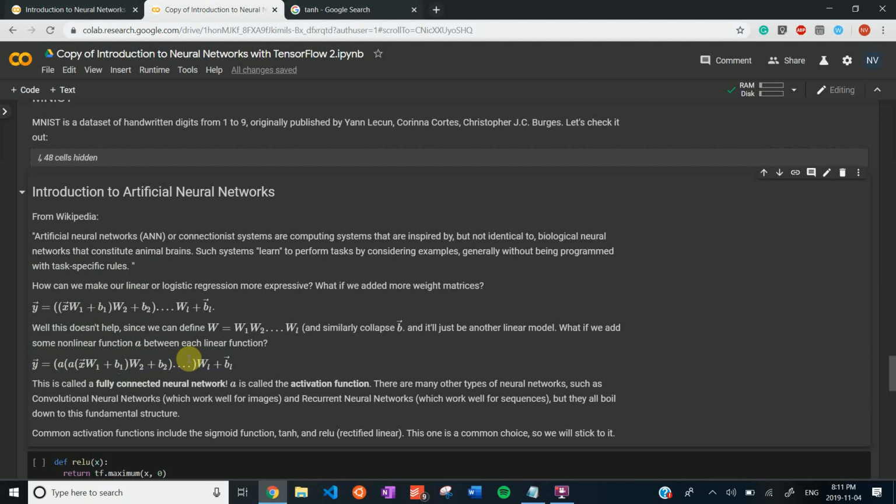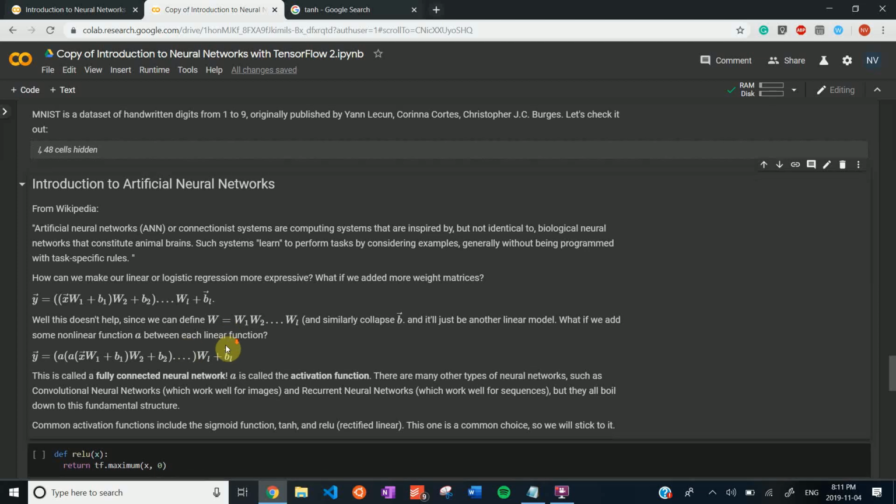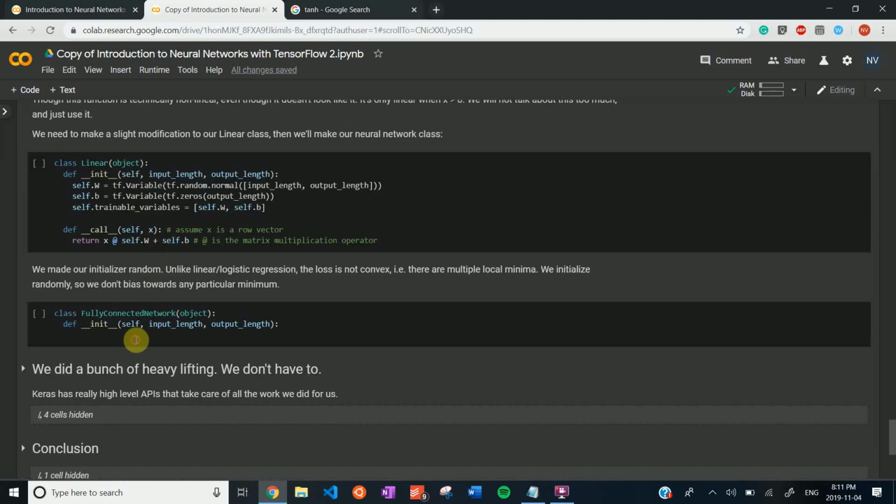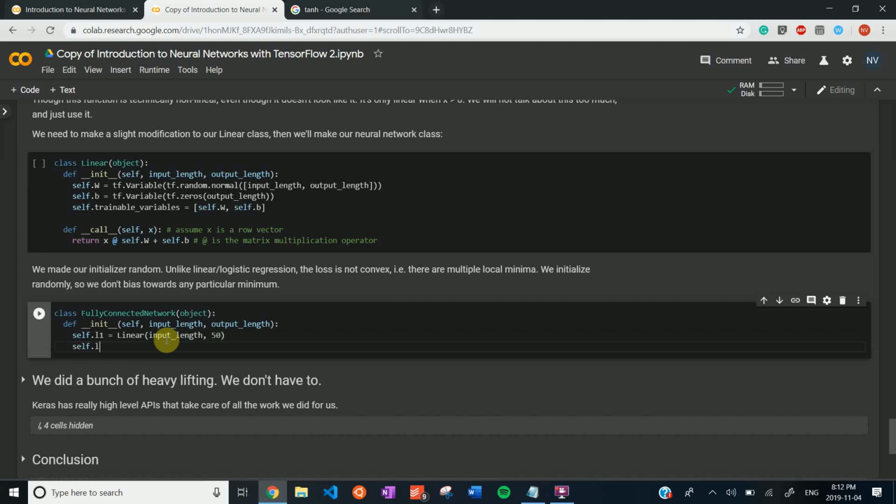For example, linear to nonlinear, that's one layer. Then you have another linear operation followed by nonlinear, that's another layer. What I'm about to do here is create two layers. The first layer is literally going to be a linear, right? And I'm going to show you what this 50 is in a second. Then the second one is also going to be a linear. Input is 50, and the output is.